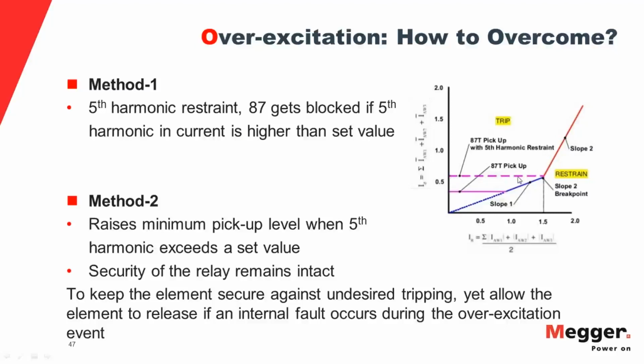Now the last but not the least is an abnormal condition which is switch on to fault. So what exactly is switch on to fault? We discussed magnetizing inrush. When we energize the transformer, it will experience high current flowing into the primary. But what happens if there is an internal fault during the energization?